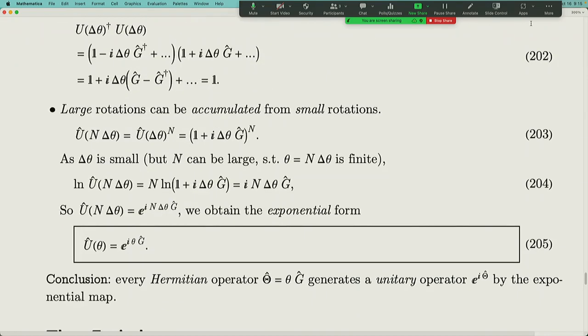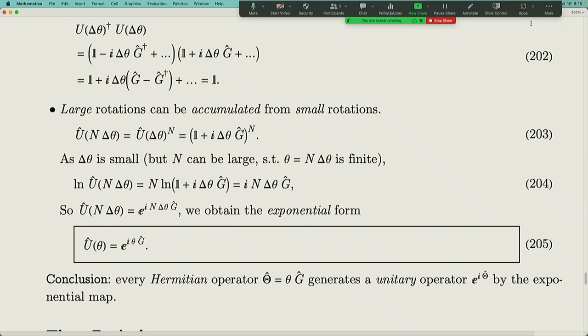So if we know how to perform infinitesimal rotation, we can actually build large rotations by accumulating small rotations. For example, if I want to build a considerable amount of rotation, I can chop up this rotation angle theta. So I want to rotate by some degrees theta. Let's say theta is this much. And then I can chop it into small pieces. Every piece is only rotated by delta theta, but there are n pieces of them, such that n times delta theta is my large angle theta.